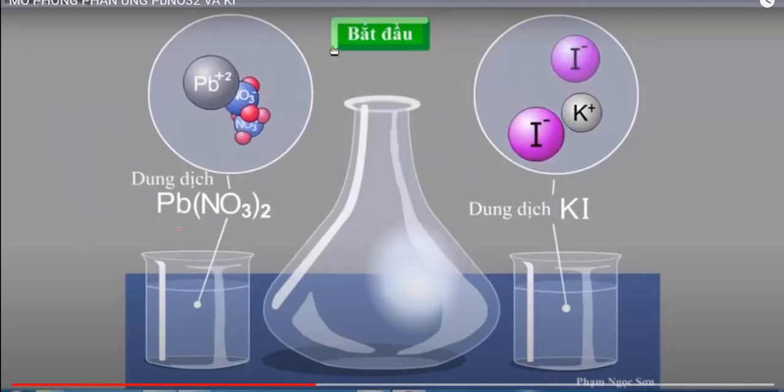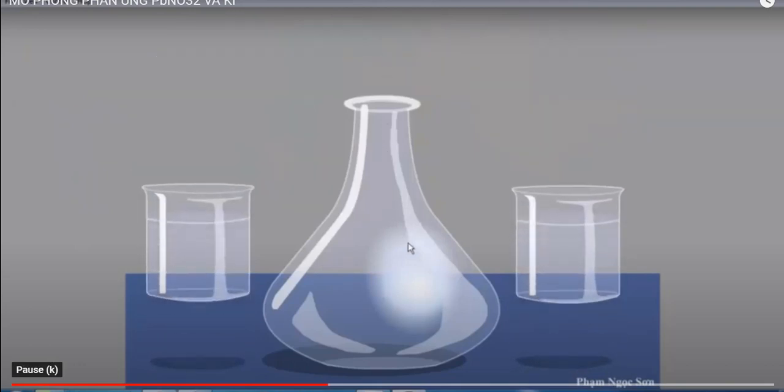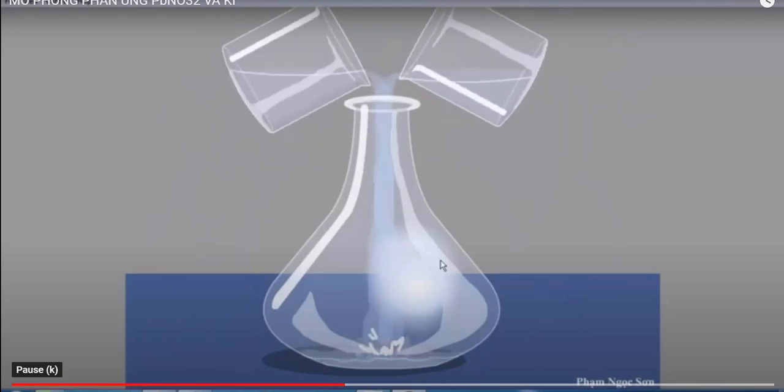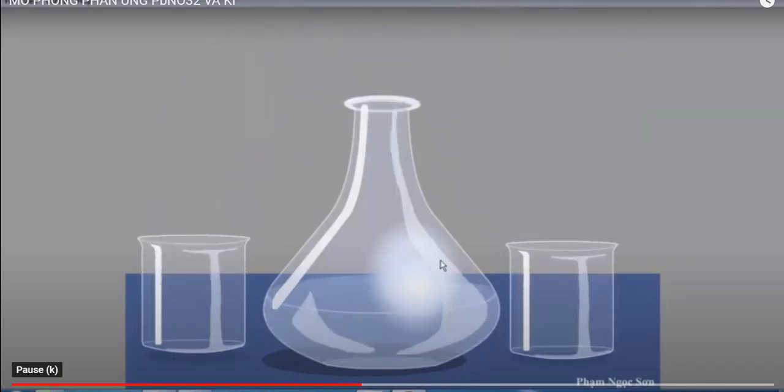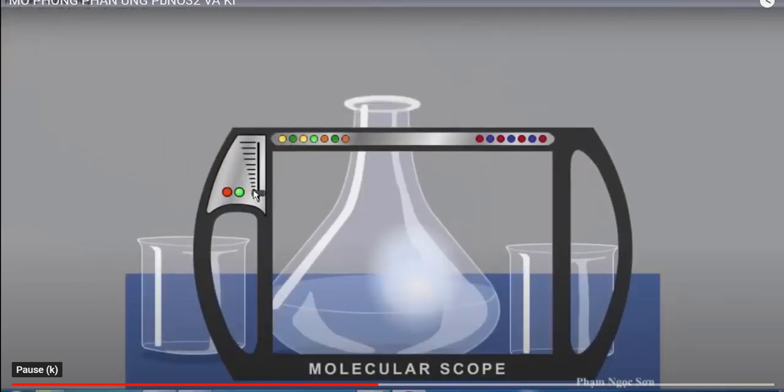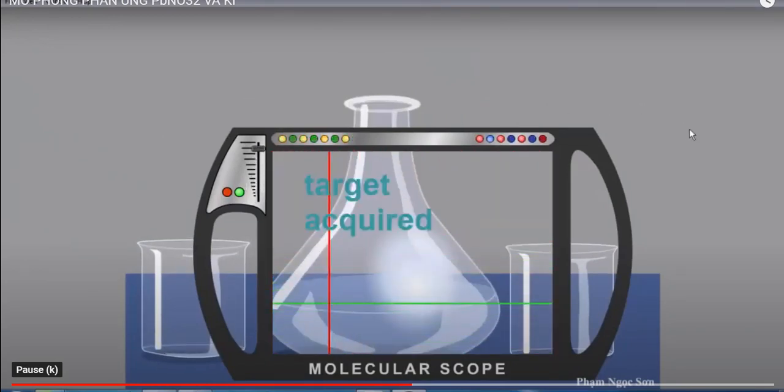So lead nitrate, potassium iodide, they're in these two beakers. Now we're going to go ahead and put them together. Again, notice the individual ionic compounds that you see in the circle. And let's continue. We put the beakers together. And using our special molecular scope that all professors have. It's a secret, don't tell anybody.